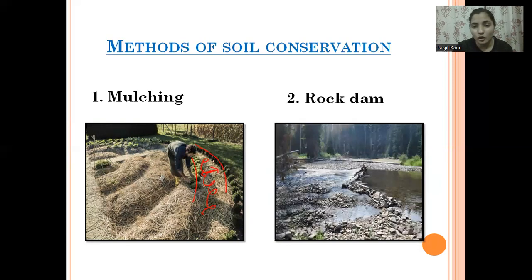And the second one is rock dam. You must have visited different rivers and seen how rocks are put in between the rivers. These rocks are put to make a rock dam inside the river, so that this dam will slow down the flow of the river, because if the water flows at high speed, it will erode the soil that is present at the bottom or at the border of this river. So the people living near the river areas make rock dams in the river so that they will slow down the flow of the river.